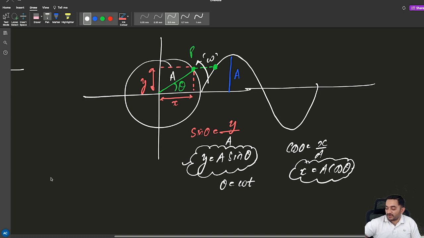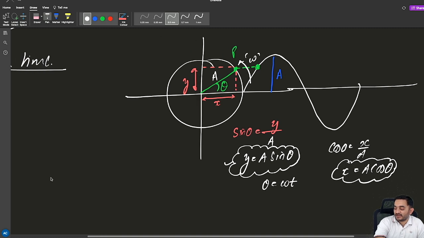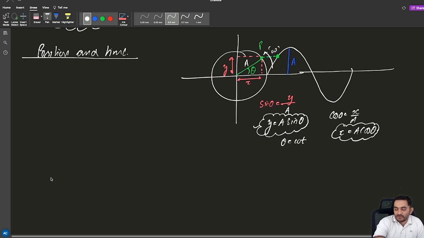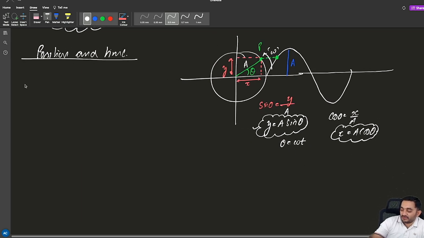So studying this particular oscillatory motion on the x-axis or y-axis is completely your choice, or the choice of an examiner. But if I have to write an equation in terms of position, which is y, it can be written as y is equal to a sine omega t. So y is the position, a is basically the maximum position, and small t represents the time.